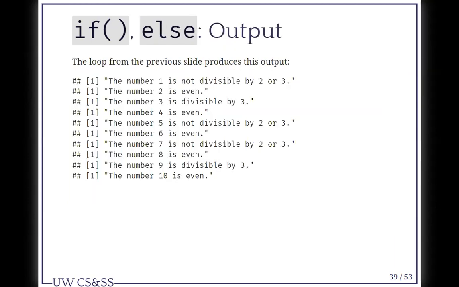But this loop from the previous slide produces this output. Things like the number 1 is not divisible by 2 or 3. The number 2 is even. The number 3 is divisible by 3, and so on and so on.